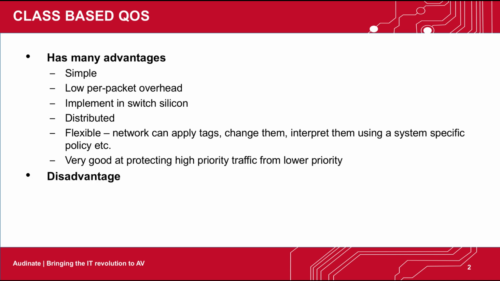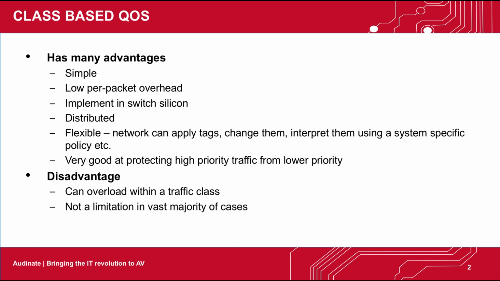There are some disadvantages to using class-based QoS as well. It can overload with a traffic class. For example, if everything is set to higher priority, then nothing is. However, this is not a limitation in the vast majority of cases.